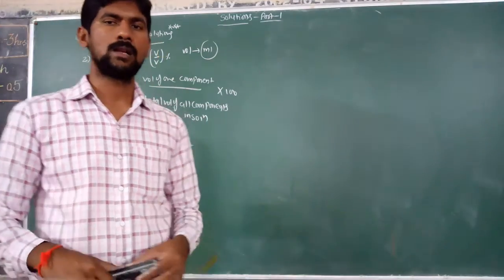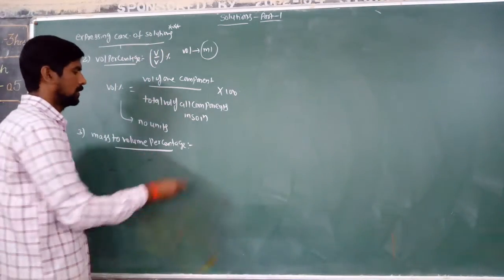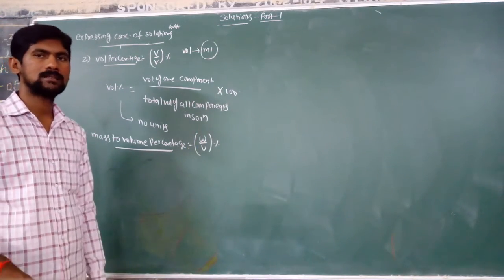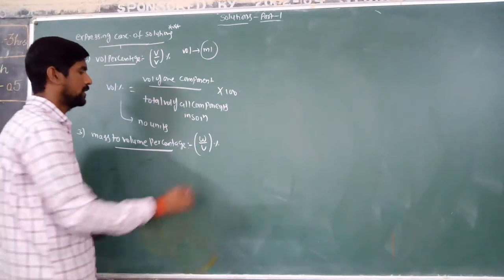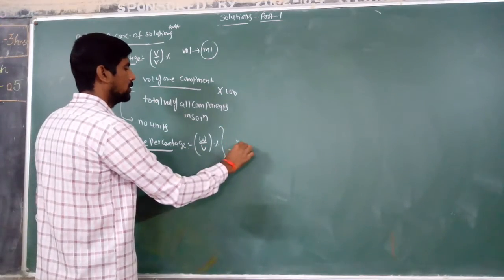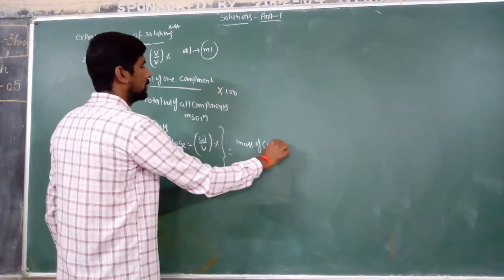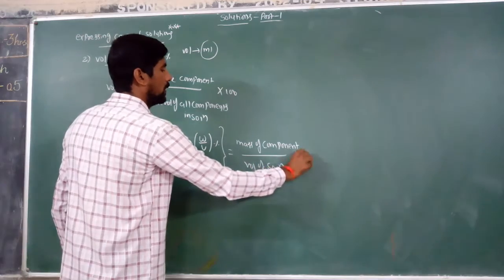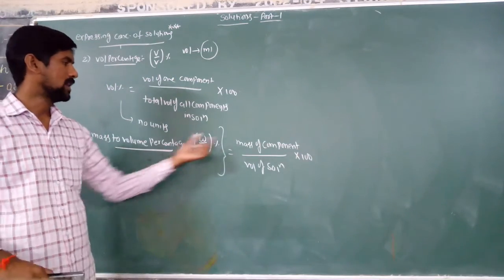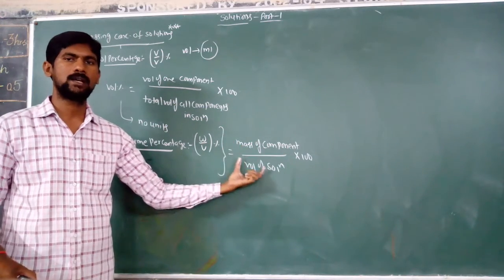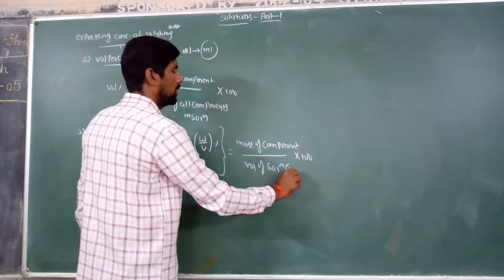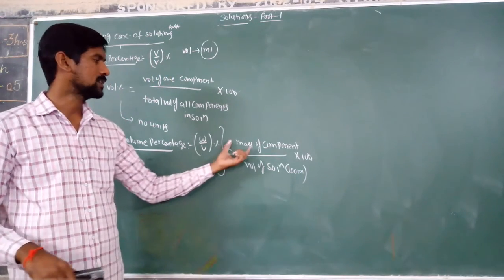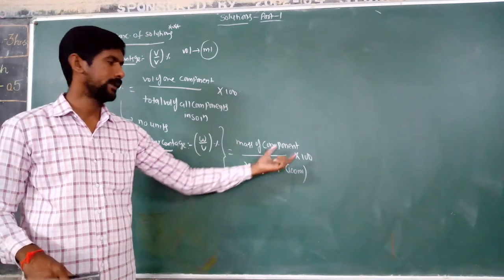Mass to volume percentage, the third one, is denoted by W by V. Mass to volume percentage is designated as weight by volume. It is the ratio of mass of component to volume of solution, into 100. So in mass to volume percentage, the numerator is mass and the denominator is volume. Volume of solution is always taken as 100 ml for standard measurement. So mass of component by volume of solution into 100.